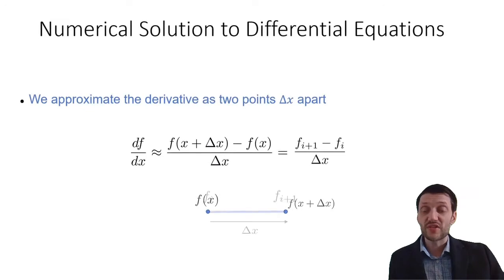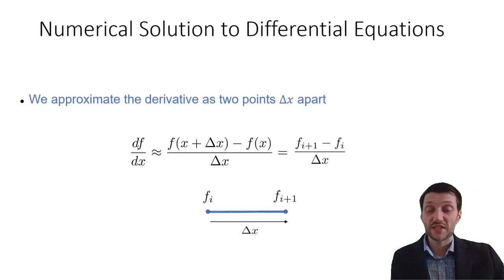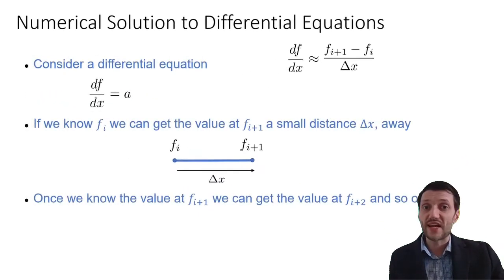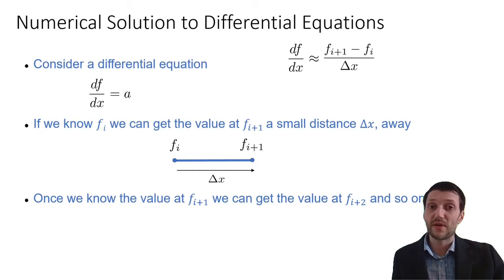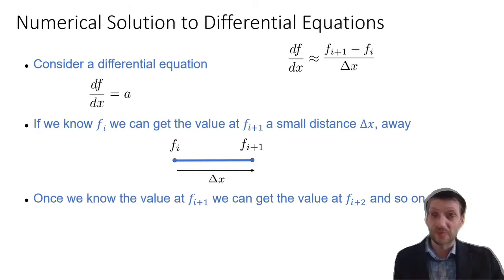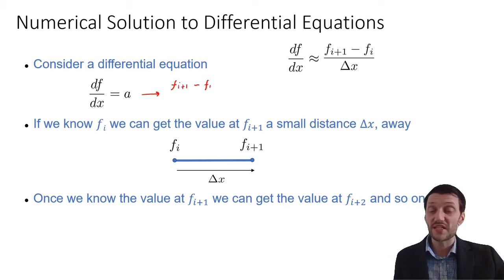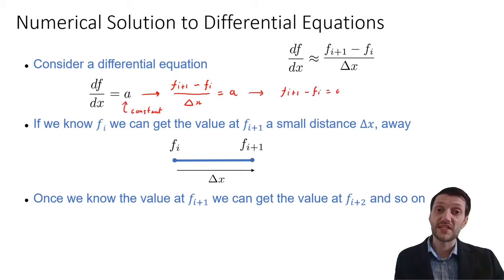Now we introduce a notation where x plus delta x is just i plus 1, and f of x is just f of i. So we can rewrite that df dx as f of i plus 1 minus f of i, divided by delta x, and we can solve any of those differential equations. So let's take the example of df dx is equal to some constant a. In this example, whenever we see a derivative, we just stick in this approximation. We're approximating the gradient by a straight line, and then we can rearrange that. So this then gives us an equation.